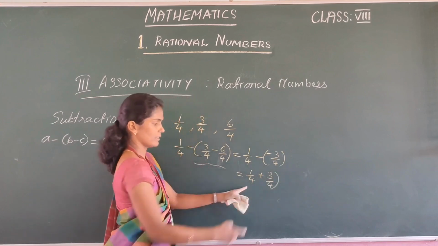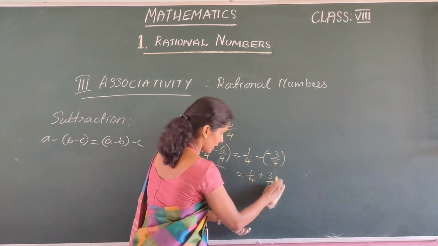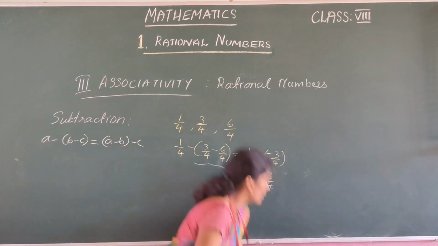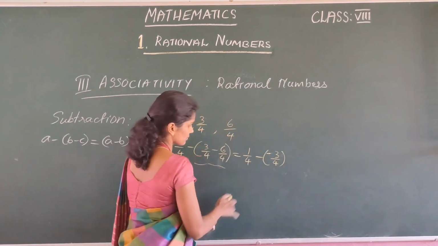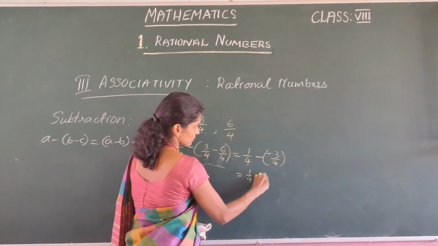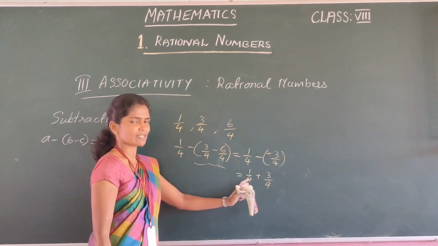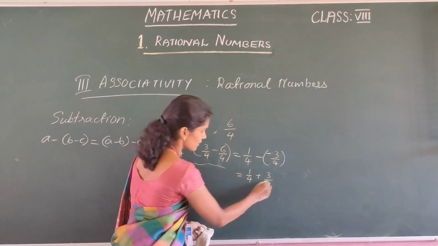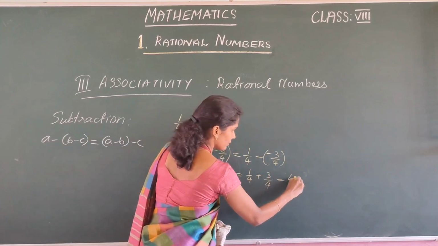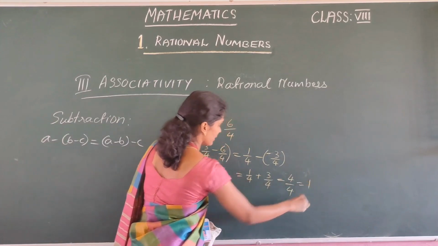Here the denominators are same, so just add the numerators. That means 4/4, that's equal to 1.